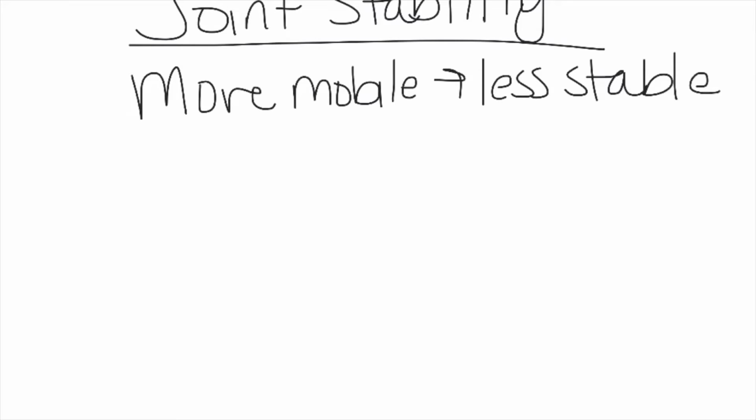So can you guess which joint in your body is the least stable? There you go. The shoulder. The shoulder has so many ranges of motion. I mean, it can go anterior, posterior, lateral, medial, internal and external, and it can go around in circumduction. So it has a lot of motion, so it actually is the least stable.